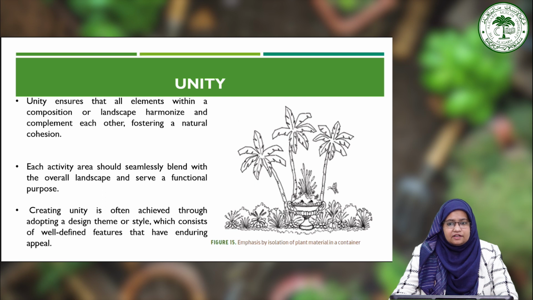So unity means that all parts of the composition of landscape go together, they fit. A natural feeling evolves when each activity area belongs to and blends with an entire landscape. Everything selected for a landscape must complement the central scheme and must above all serve same functional purposes. The simplest way to create unity is through the use of design theme or design style. Design themes and styles have well-defined set of features that have maintained their popularity over time because they are visually pleasing to many.